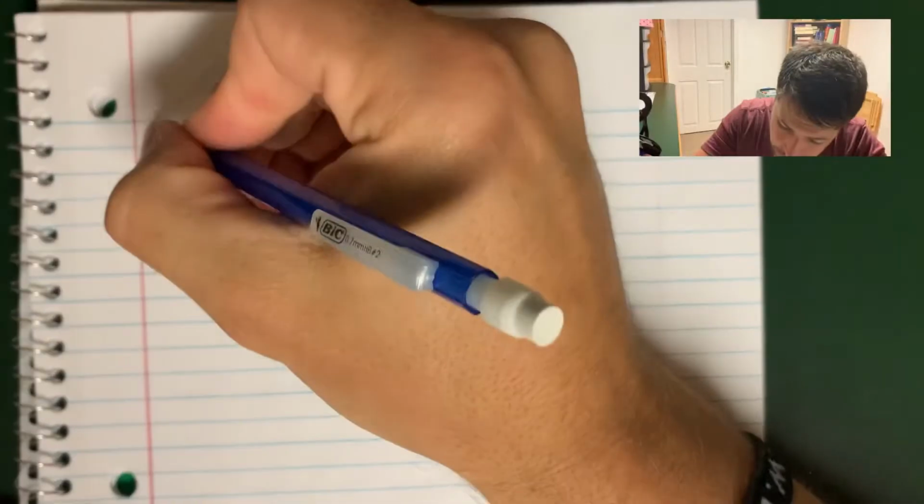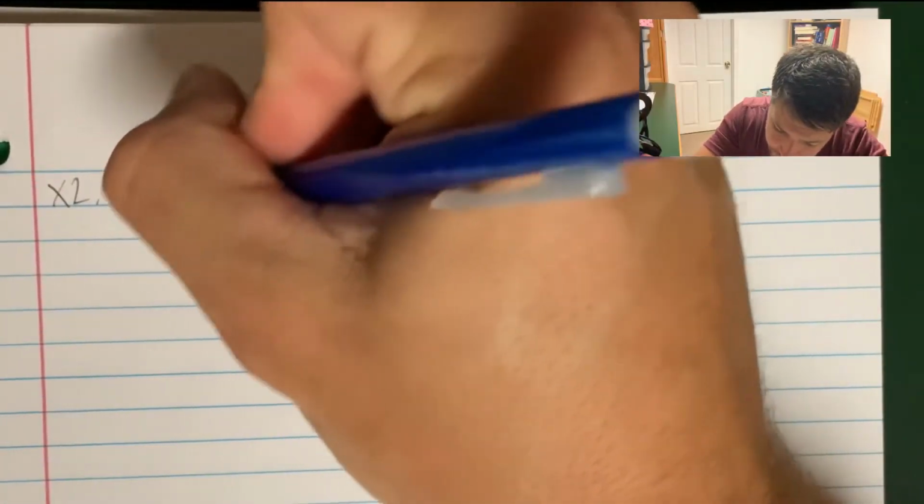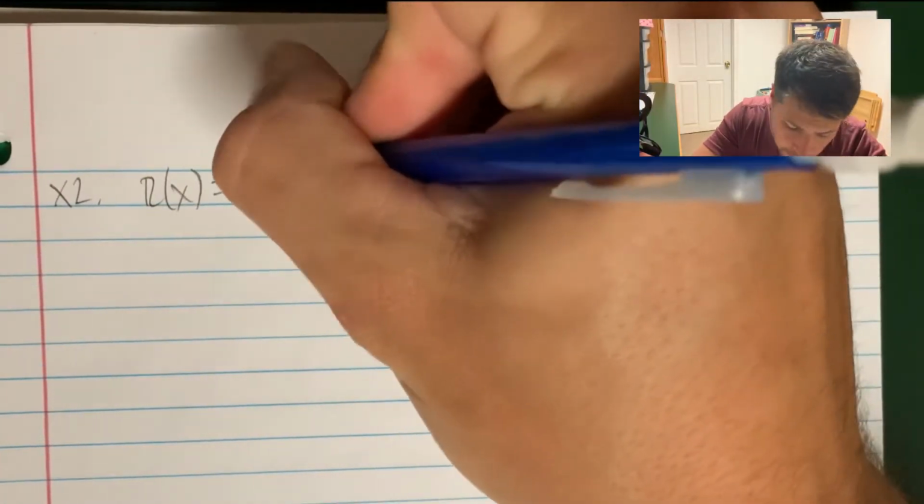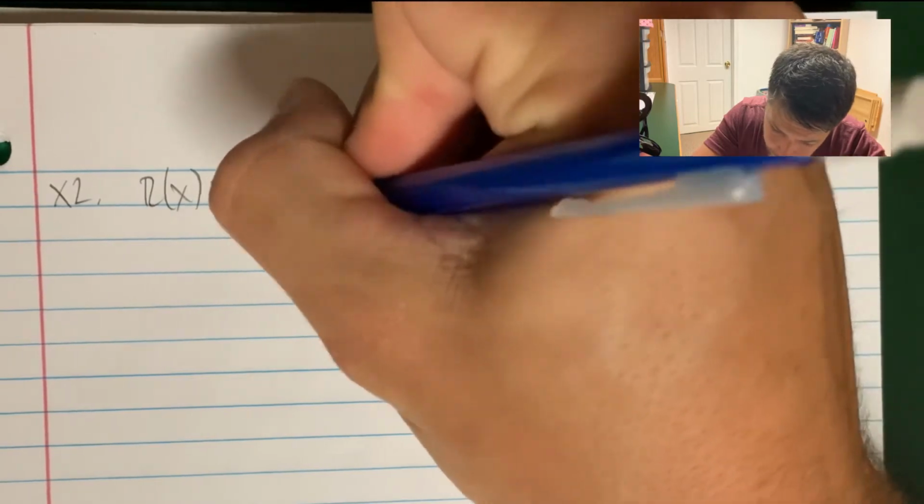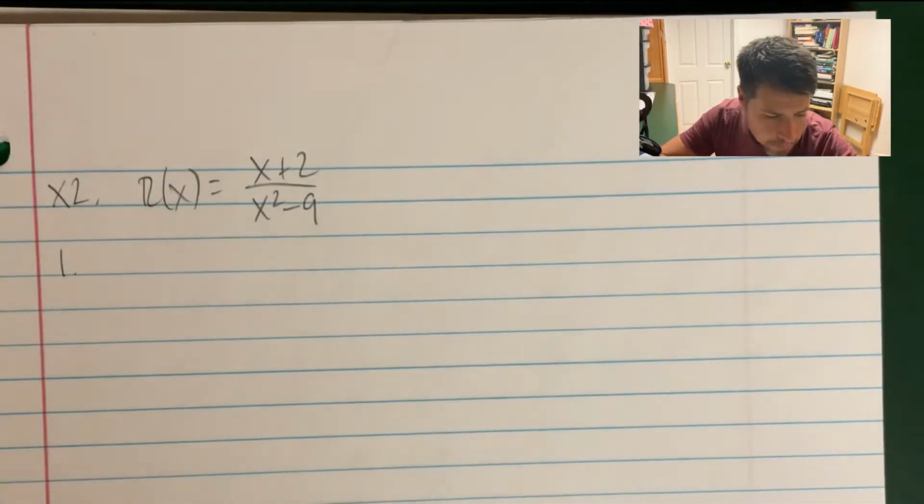Let's do a couple more that are a little bit more difficult. Example 2. My function r of x is going to be x plus 2 on the top and x squared minus 9 on the bottom. So let's follow our step-by-step process. Number 1, let's factor the top and the bottom and then find the y-intercept.